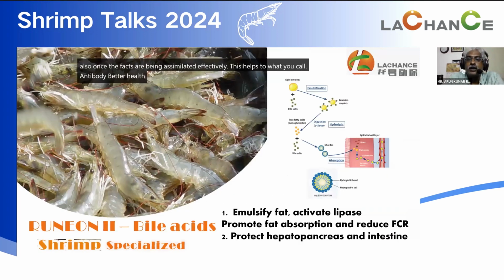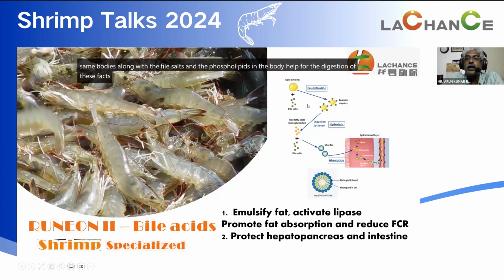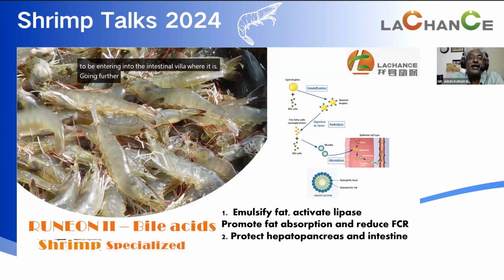As you can see in this slide, the lipid droplets in the shrimp body, along with the bile salts and the phospholipids, help in the digestion of these fats. The fat digestion is called emulsification. These emulsified fats then enter the intestinal villi, where they help improve the health condition of the animal and give better growth.